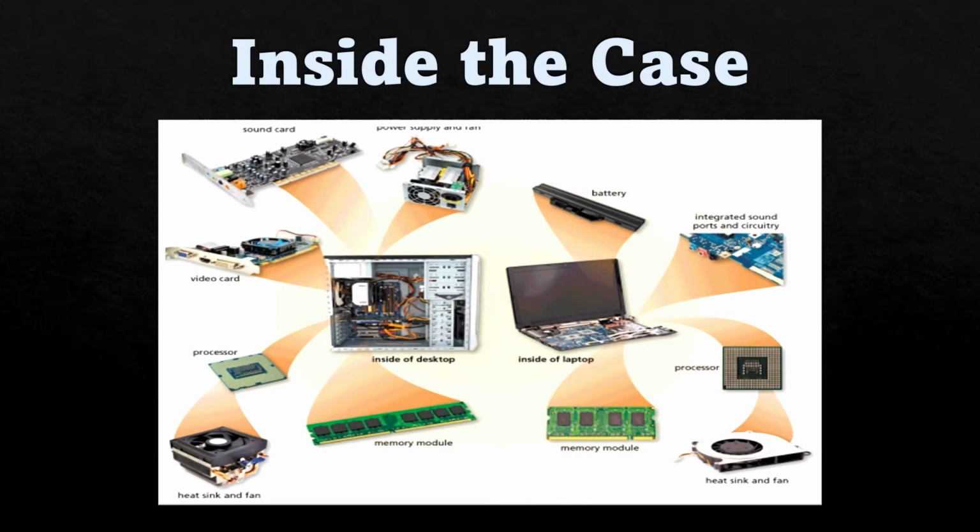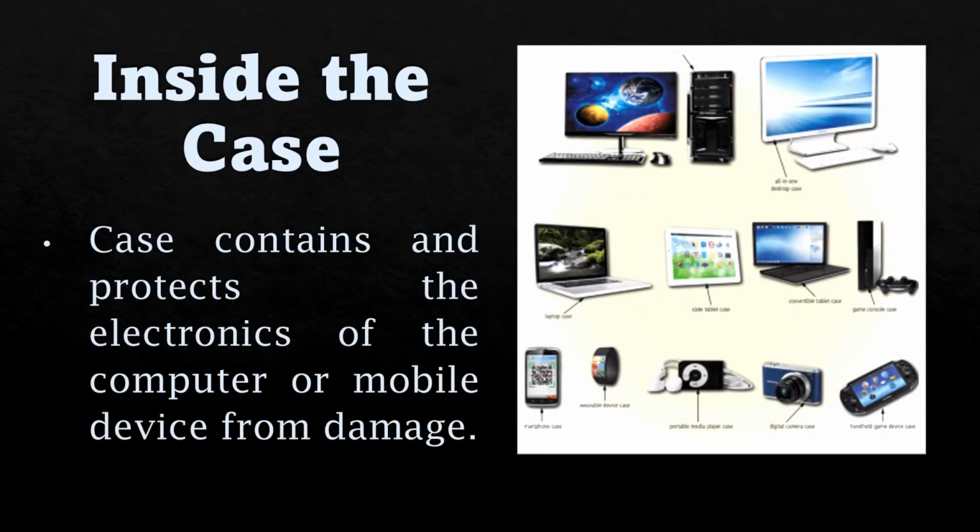What's inside the case? As you observe the picture, a lot of hardware is located inside the case. In the following slides, we'll reveal what's inside of a system unit. This case contains and protects the electronics of a computer or mobile device from damage. And why is it important to have a computer case? It will safeguard all of the important and expensive parts of a PC or computing device.